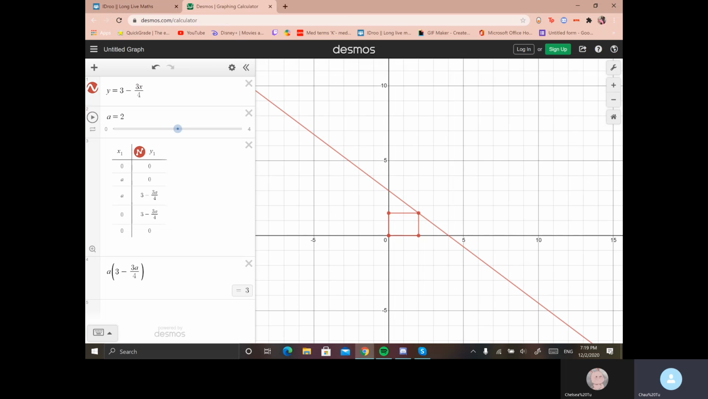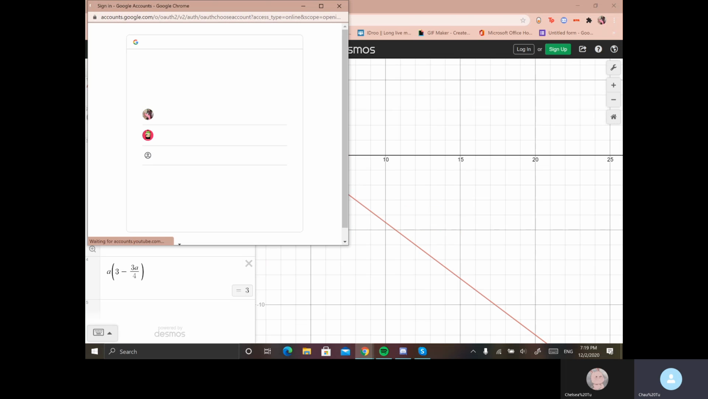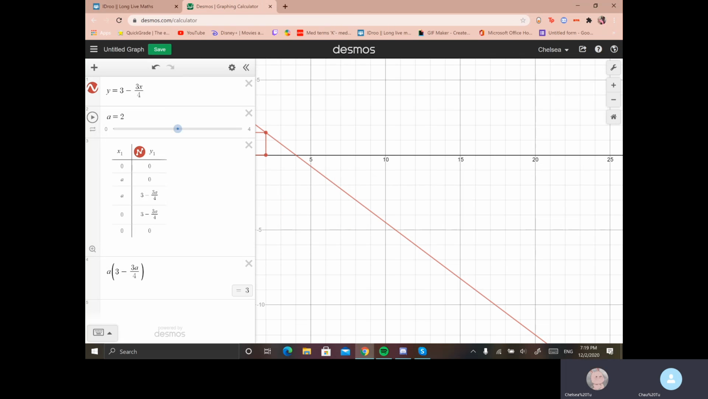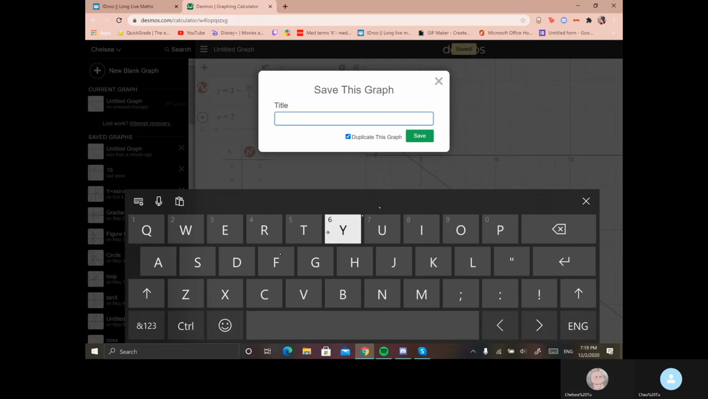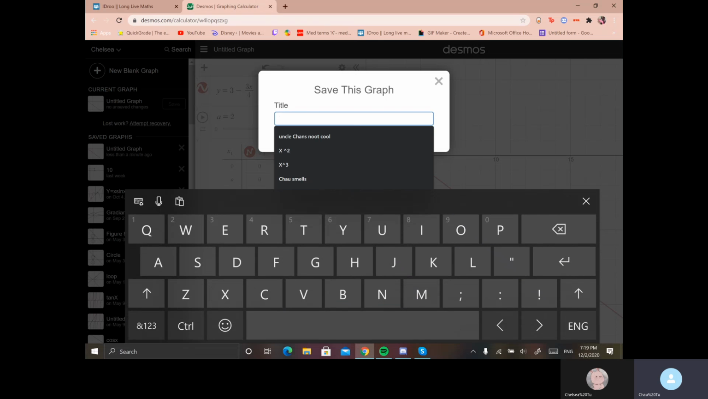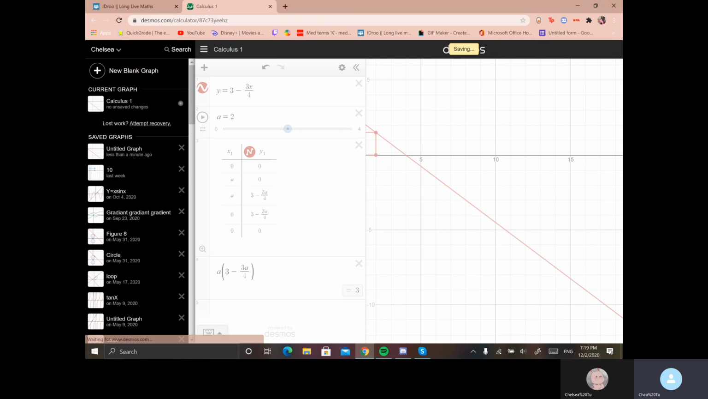Yes. You want to save it? Save that, Chelsea. Are you logged into Desmos? Oh, well, don't reveal any of your passwords. Oh, it's automatic, so. Okay. Is it saved? Safe. Cool. What do I call it? I'll call it calculus 1. Calculus 1. Okay. Save it. Okay.